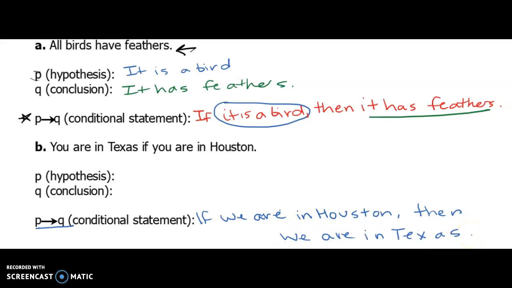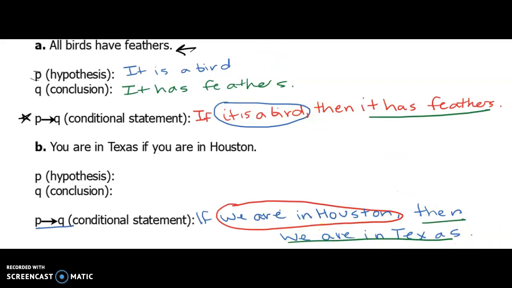Okay, so now I have it in conditional statement form. So I can circle my hypothesis, and I can underline my conclusion. My hypothesis is just we are in Houston. And then my conclusion is we are in Texas.